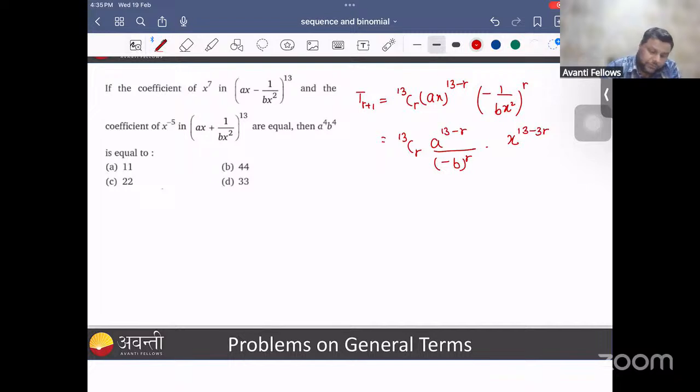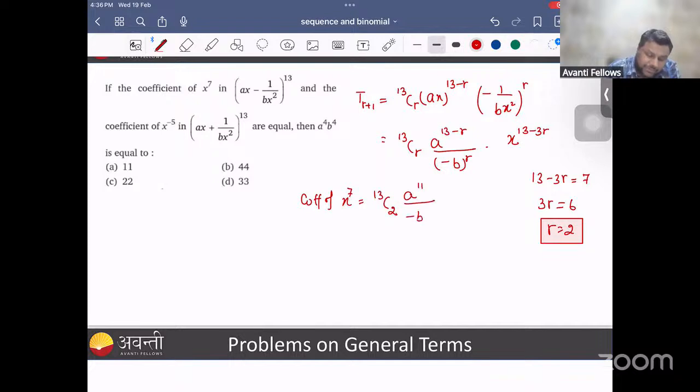So first of all, what do you want? This 13 minus 3r should be 7. So 3r is equal to 6, so r equals 2. So that means now we can find the coefficient. So coefficient of x to the power 7 is 13C2 a^11 upon (-b)^2. Correct?